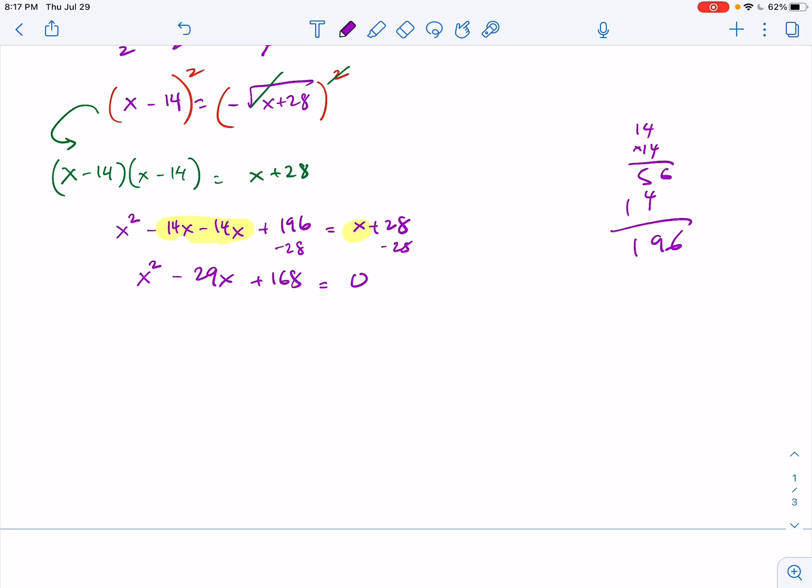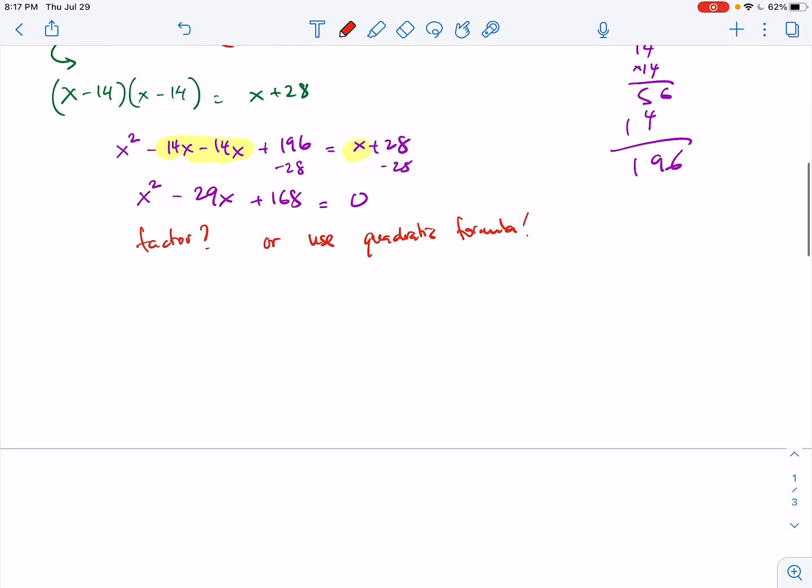I think we can factor this. If not, use the quadratic formula. So try factoring first, or use the quadratic formula. The reason I'm thinking we can factor this is because 168, I think this can divide by 8, because the first two digits are divisible by 8. So that would give us 2. No, it doesn't. Does it divide by 8? Let me just actually do the division here, rather than guessing.